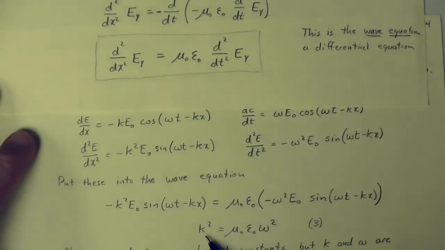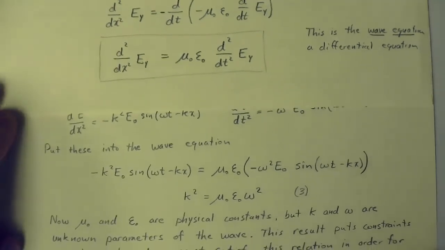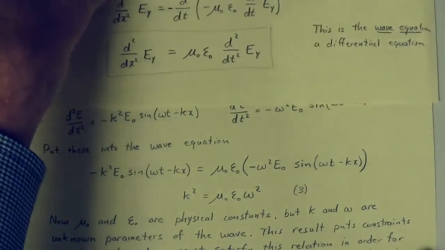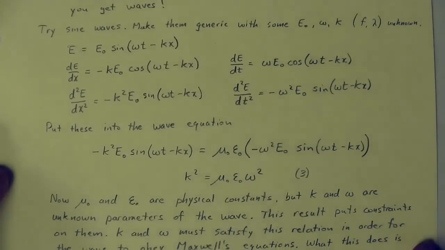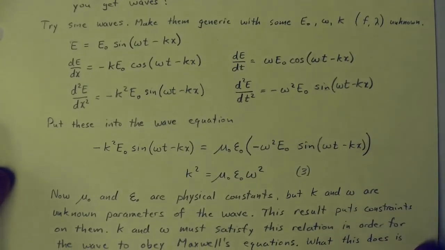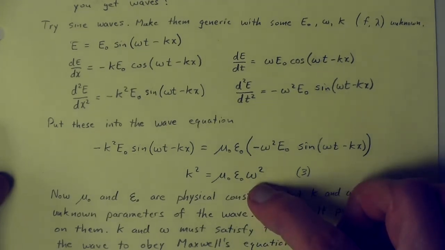Now we find out you can't just have any value of K and omega. They have to be related by this particular formula. So we've got some constraints on K and omega. And interestingly, in order to satisfy this relation, that fixes how fast the wave is traveling.